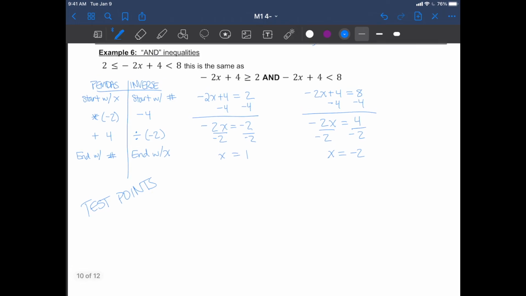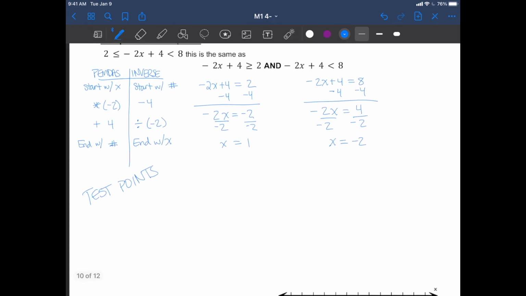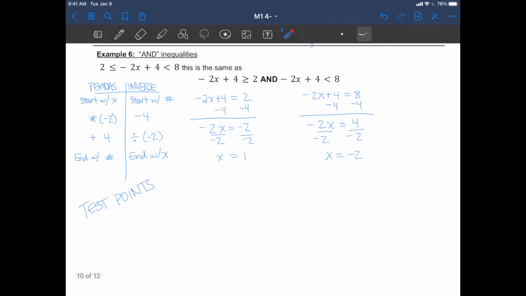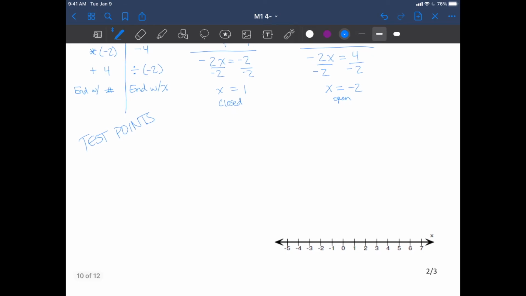Now let's see, which one do I have to do open and closed? Okay, so since the inequality here is not including the 8, this one has to have an open circle on it. The part of the inequality with the 2 on it has a less than or equal to, so I'm going to have a closed circle here. So I'm just going to write that for myself. Closed, open, so that when I come down here, I can go ahead and do that. So open on negative 2, closed on 1.